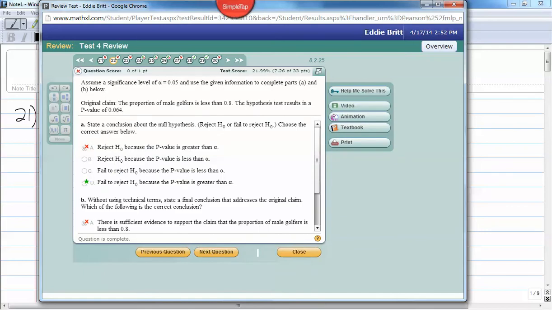All right, assume a significance level of alpha equals 0.05 and use the given information to complete parts A and B below. Original claim: the proportion of male golfers is less than 0.8. The hypothesis test results in a p-value of 0.064. All right.